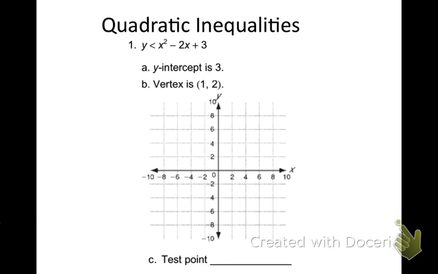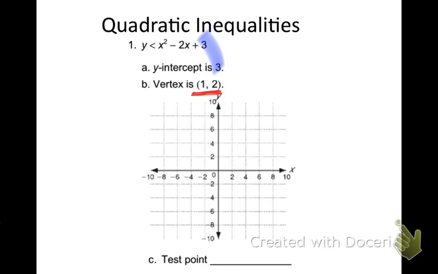Okay, so number one here. They have the y-intercept for me, and they give me the vertex. They say the y-intercept is 3. How do we know the y-intercept is 3, Jack? My y-intercept is 3, and that's the what value? Yep, that's my constant. Okay, y-intercept is always my constant. It says the vertex is 1, 2.